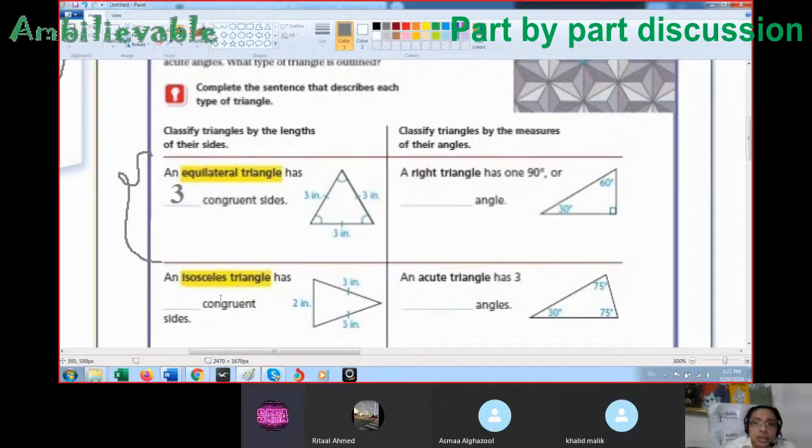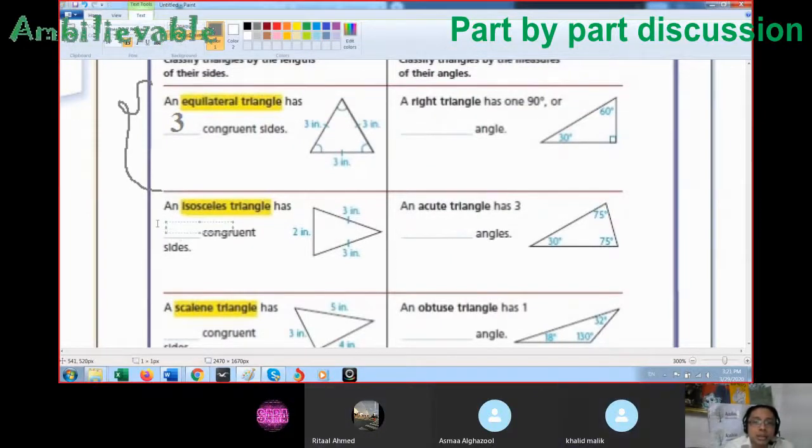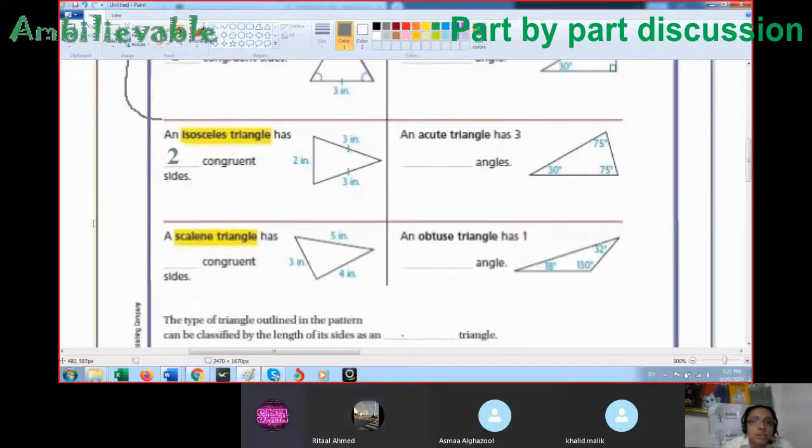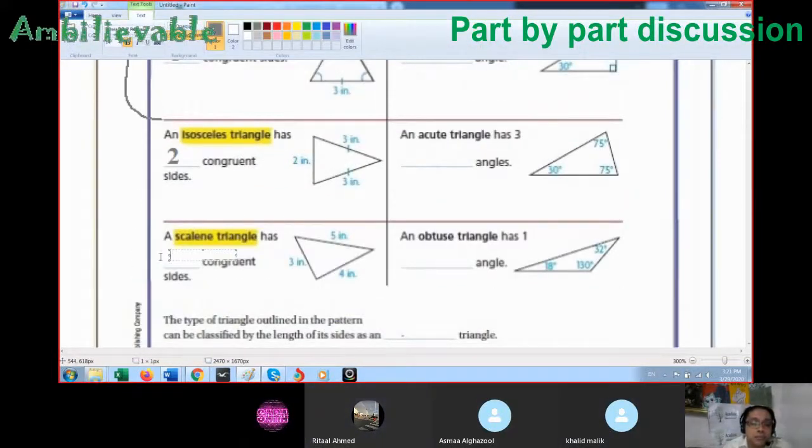Okay. This one. Omar, can you read this one? A second triangle has two. An isosceles triangle has two congruent sides. Okay, what about this one, Sarah? Scalene. A scalene triangle has zero congruent sides. Yes, no congruent side. It means that a scalene triangle has no equal sides. Okay? You have to remember that one.